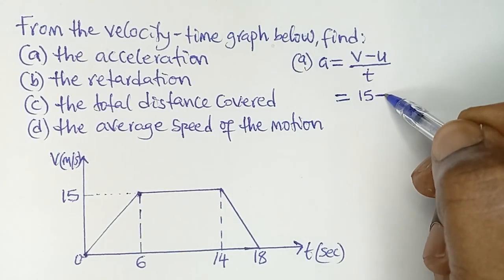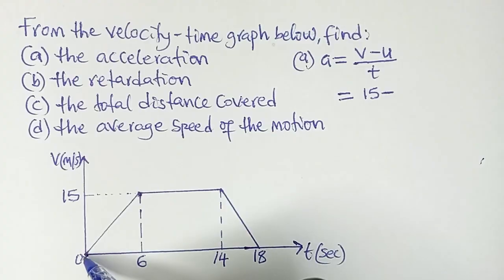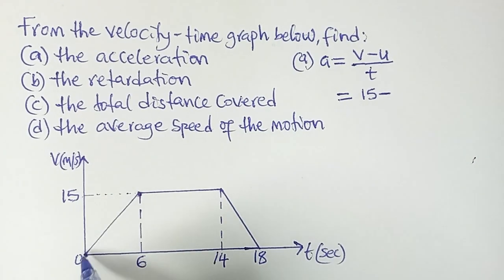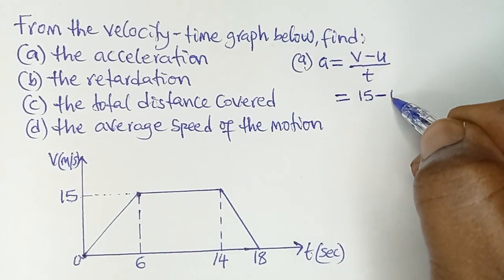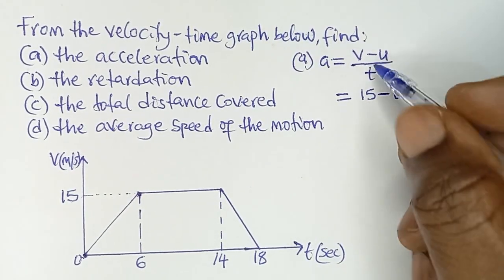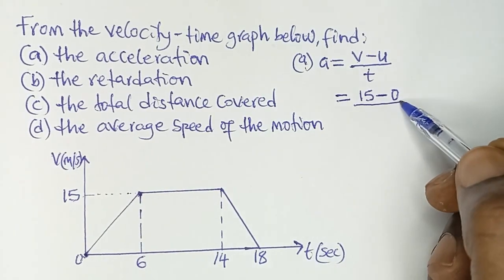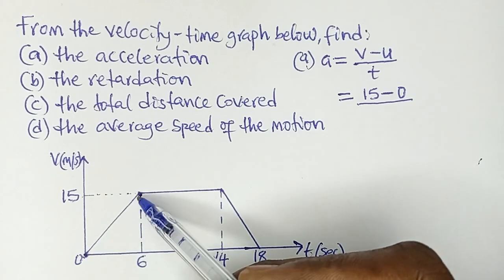And then minus the initial velocity, which is the beginning of this line. The beginning of this line is 0. So this is 0 and this is 15. So the beginning of this line is at 0, which is the initial velocity of the body. So 15 minus 0. So v is 15, u is 0. And then all over the time taken to accelerate. So it accelerated from here to this point.